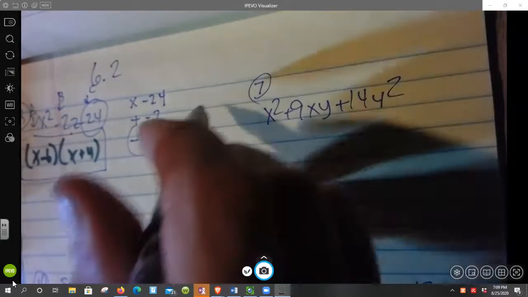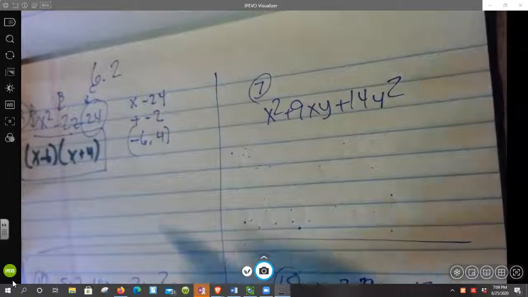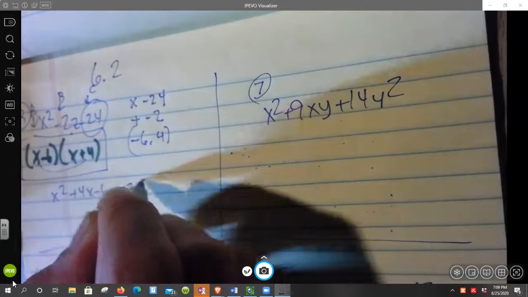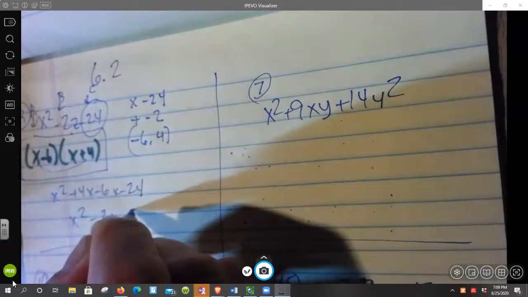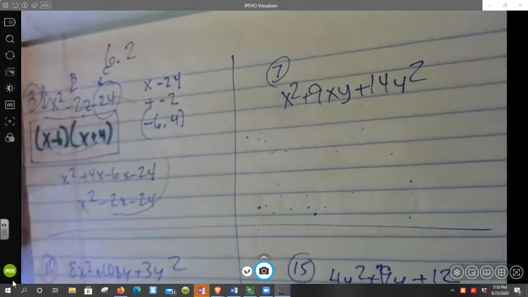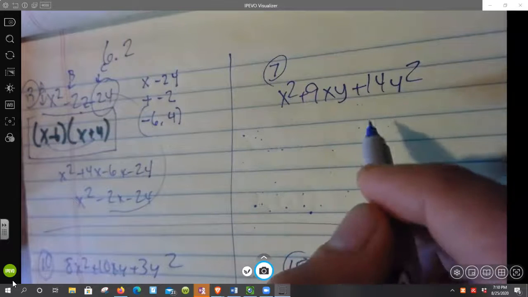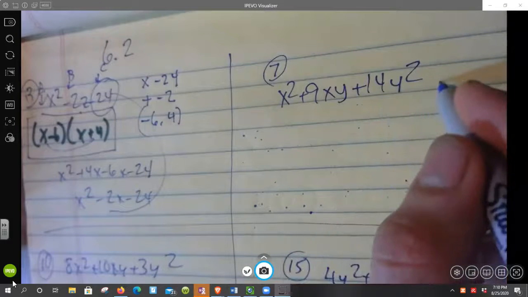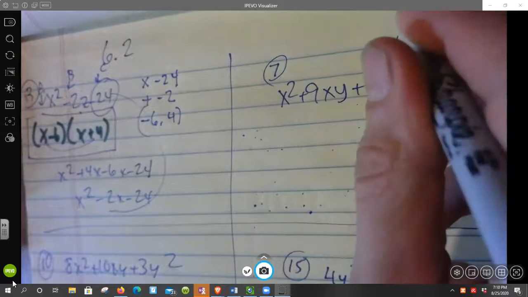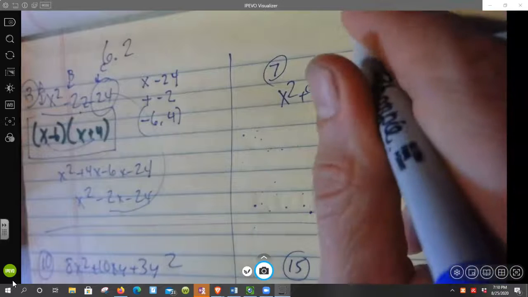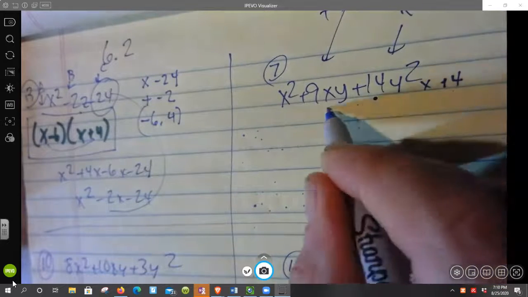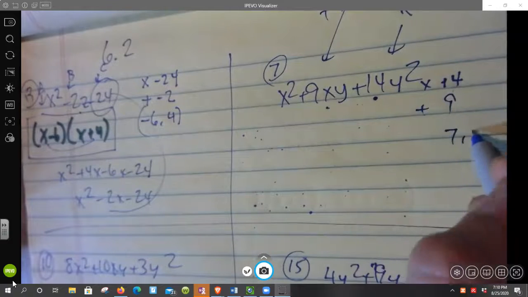Now, if you want to make sure you got it right, you say x squared plus 4x minus 6x minus 24. You don't have to do this every time, but you'll notice that matches exactly the original. That's how you check your answer. Now over here, you're looking for numbers that multiply to C and add to B. So you're looking for numbers that multiply to 14 and add to 9. Those are going to be 7 and 2.